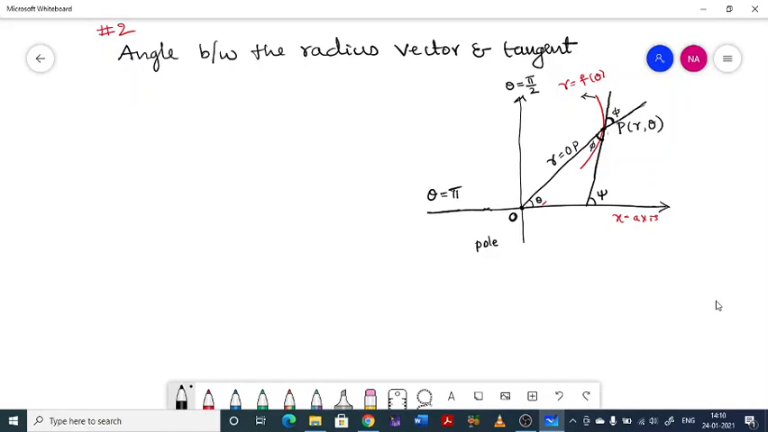I welcome you all for the second class on angle in polar curves. In this video, we are going to get an expression for the angle between the radius vector and the tangent. So first, I will explain the diagram we are drawing here. Start with the initial line and the line theta equal to pi by 2 with the pole O.